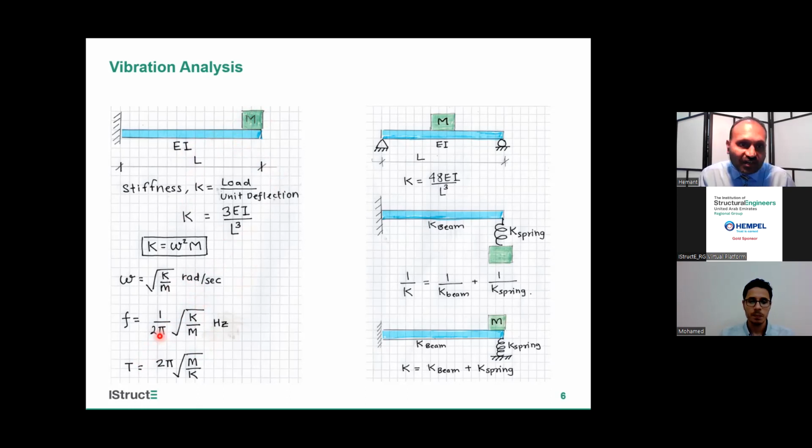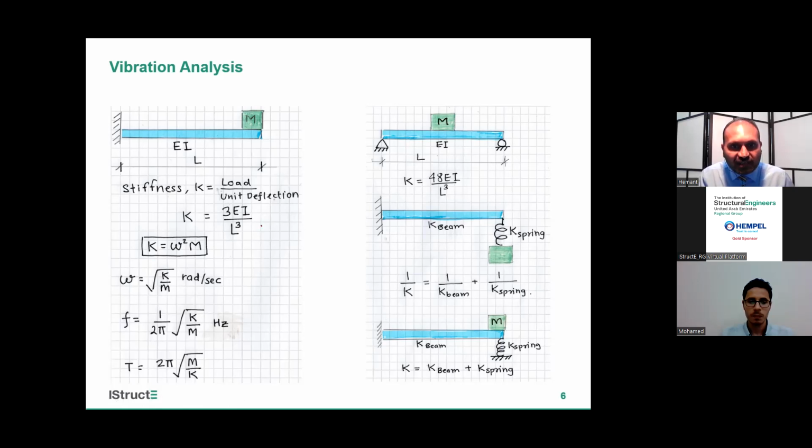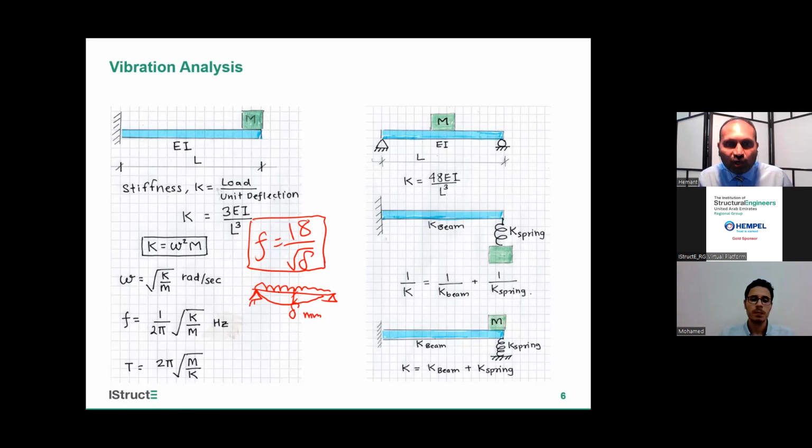You may have used this magical equation to calculate frequency: F equals 18 over the square root of delta. This magical equation, many of you remember. Like if I have a simply supported beam, I calculate my permanent dead load and 10% of imposed load, and I calculate delta at the midspan. In mm units, I put it in and I get the frequency directly in Hertz. So this formula is also very quick to use.